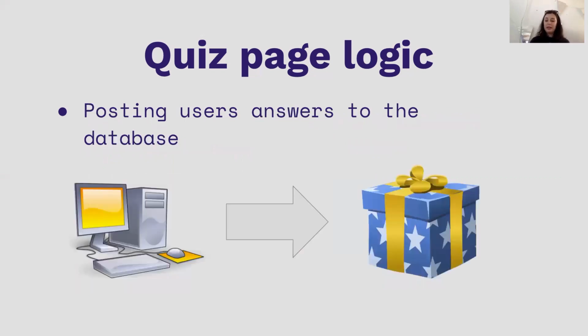When a user has selected an answer and clicked next, we post the selected answer and the user ID to the quiz results table of the database. Then the question updates to the next question in the array.